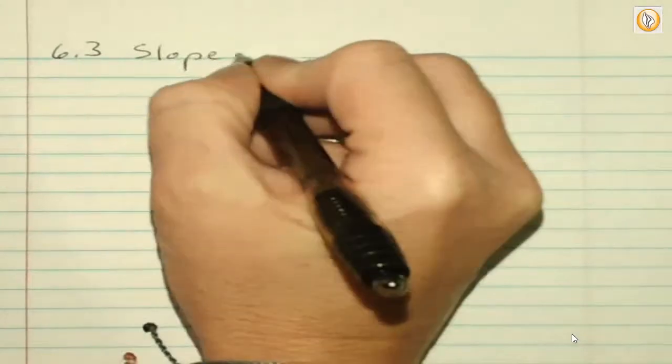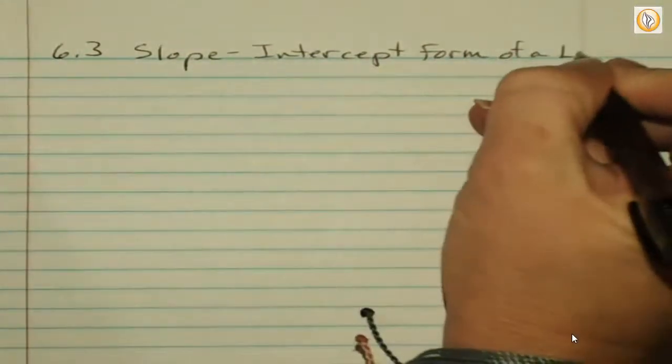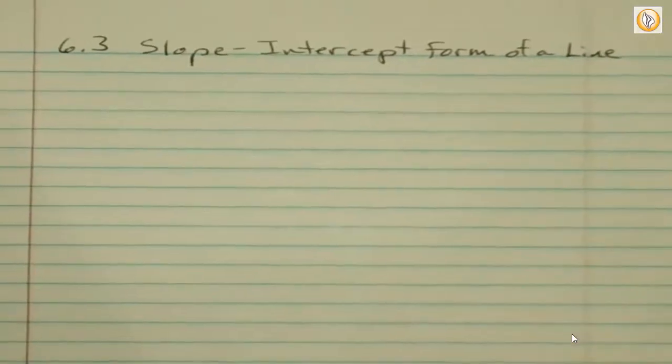We are doing 6.3. Yes, thank you, Franz. Slope-intercept form of a line. You okay, Franz?